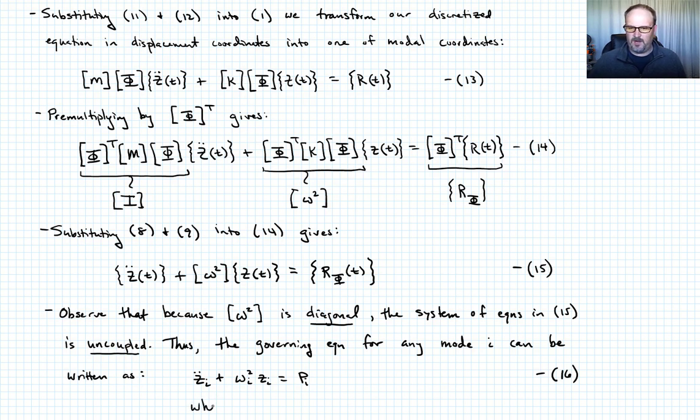And I'll just say where we can define pi is going to be equal to the quantity ui bar transpose times r of t. Okay? Call that equation 17. So that's a really simple equation for us to solve, right? So the only thing that we need to talk about now is how do we solve that? How do we get an initial condition?